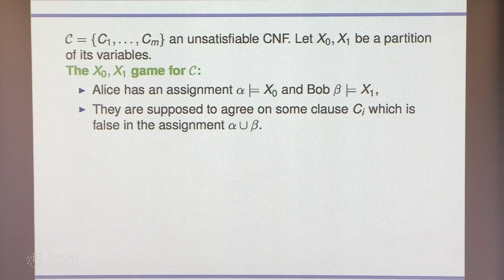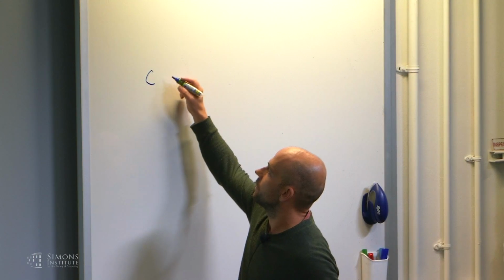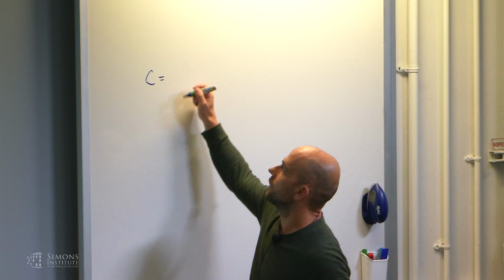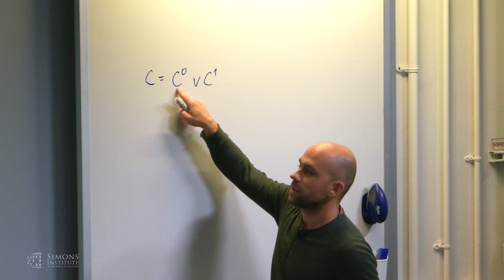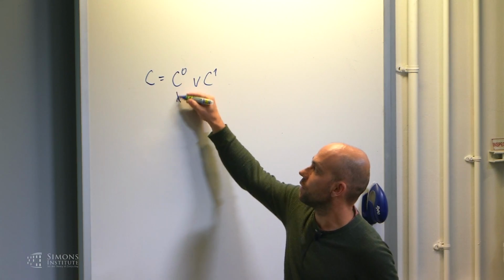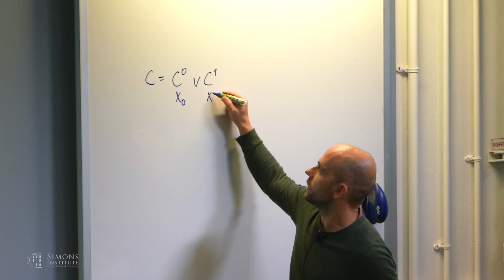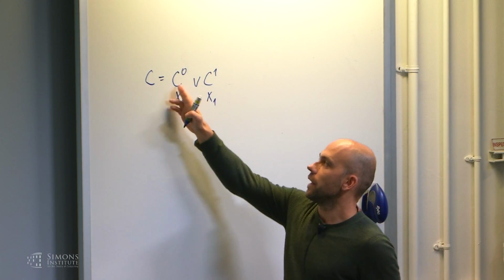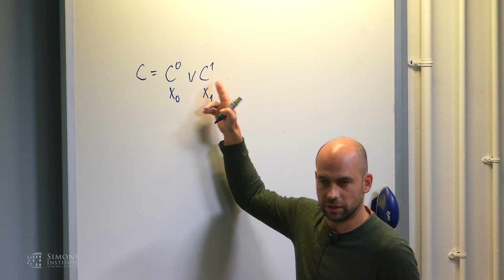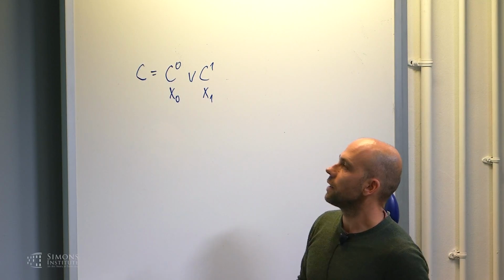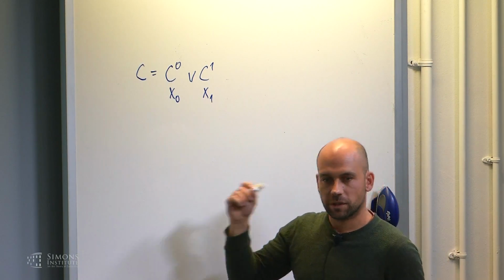So you think of it as the original set of clauses. Every clause is just a disjunction of variables, which means that you can write a clause uniquely as C0 or C1, where C0 is the part of the clause which depends on the variables x0, and C1 is the part on the variables x1. Alice completely knows the value of C0. Bob knows completely the value of C1. And they are supposed to find a clause which is false.